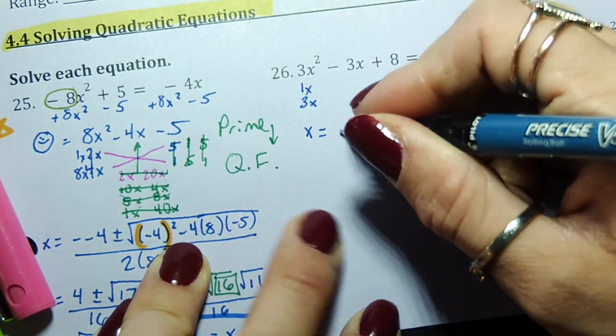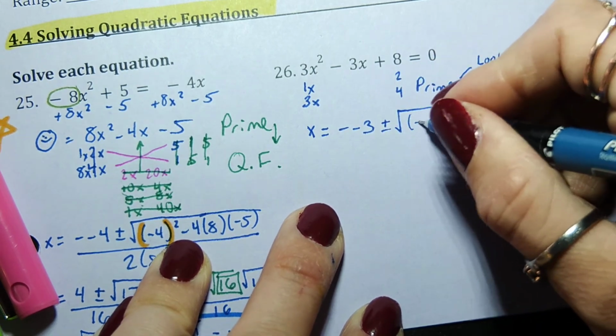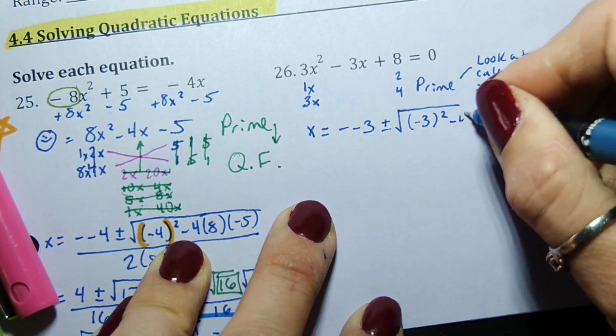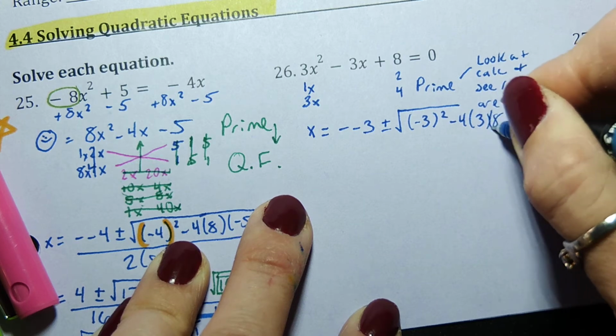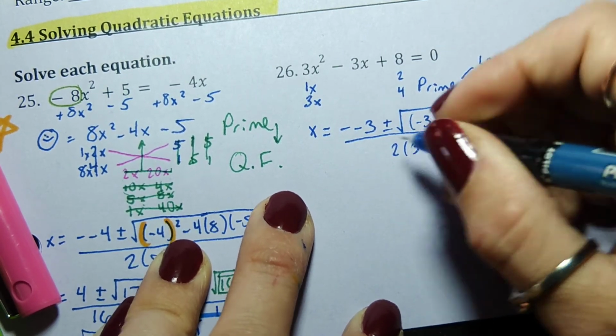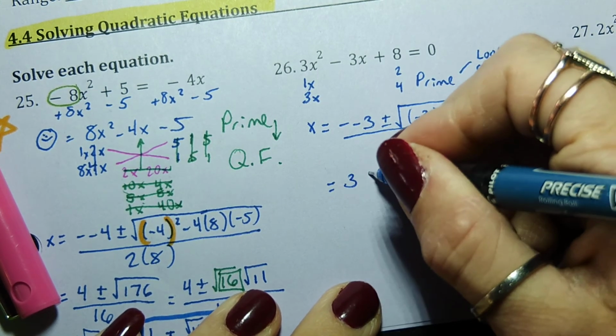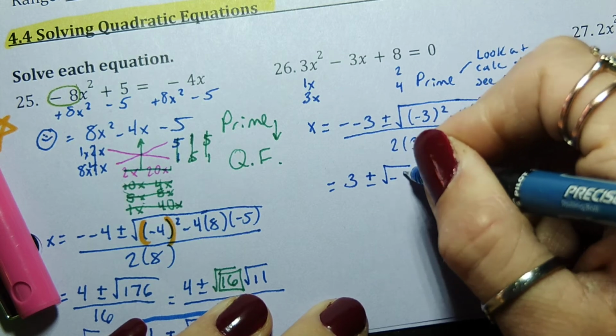x equals negative b plus or minus the square root of b squared, parentheses, minus 4 times 3 times 8, over 2 times 3. So we start underneath the square root. Negative 3 squared is 9. 9 minus 4 times 3 times 8. That's negative 87. Wow, I don't like that.